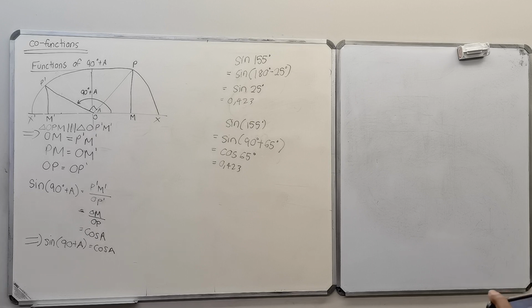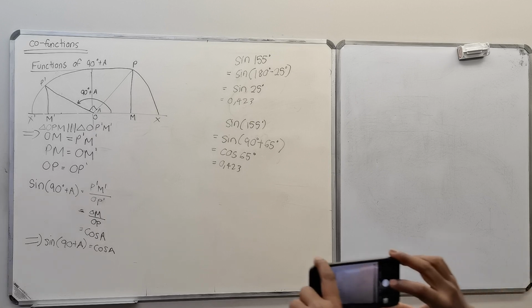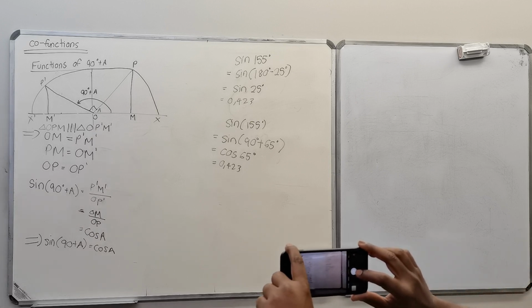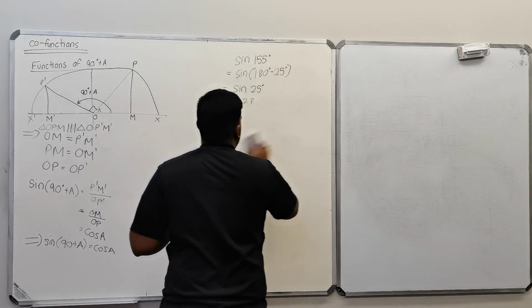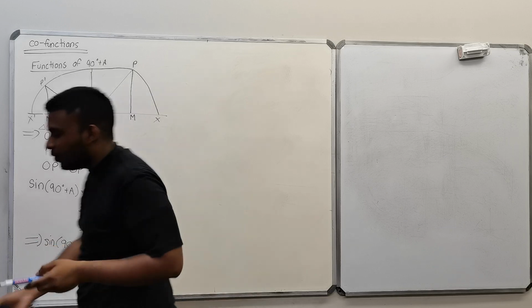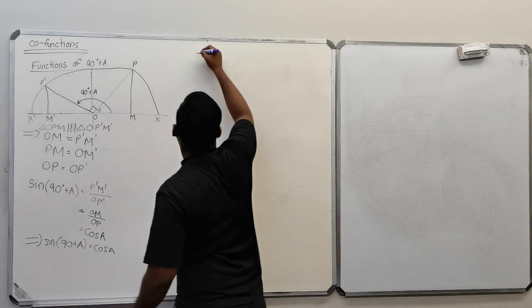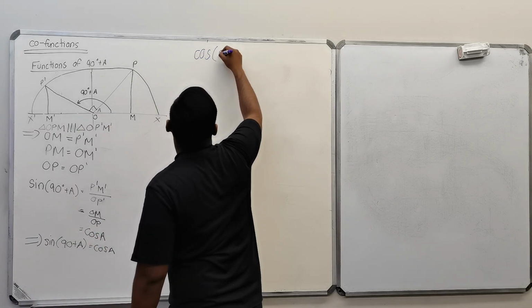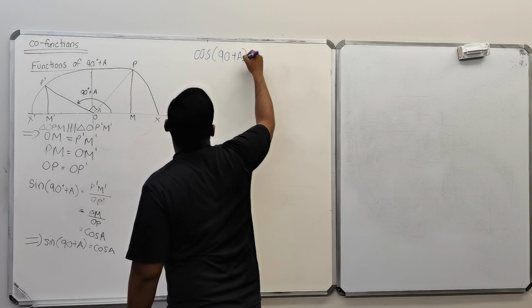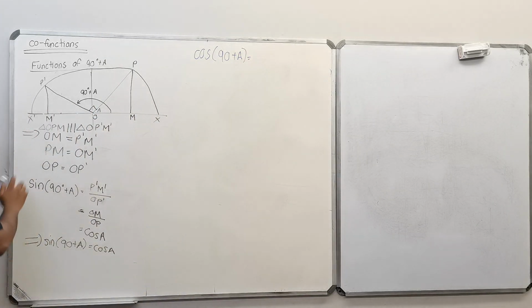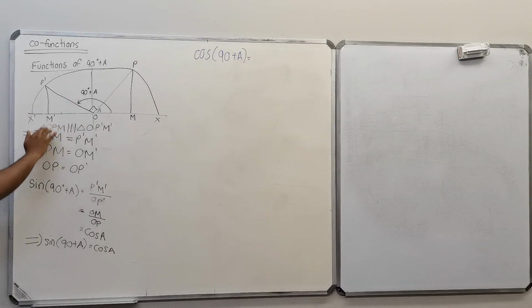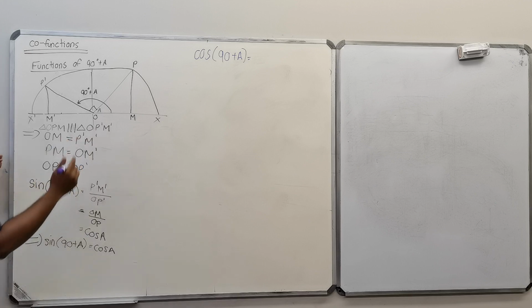So I'm going to do another one there. If I had to ask you to prove cos of 90 plus A, how would you prove cos of 90 plus A? This is where we are. So cos of 90 plus A.